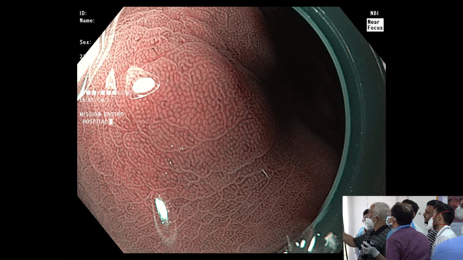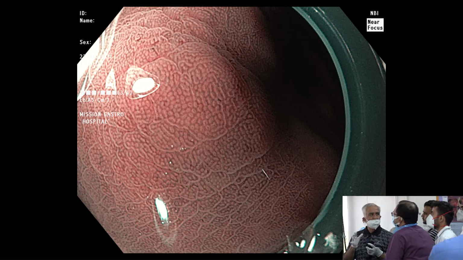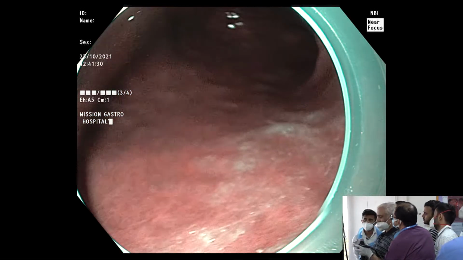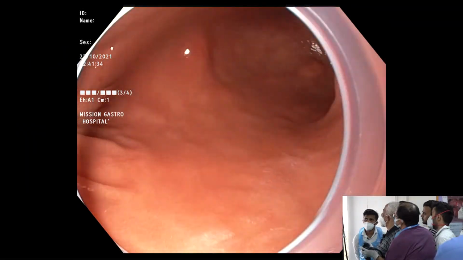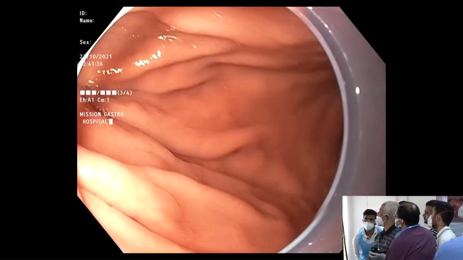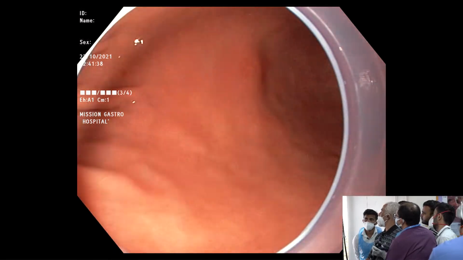See, absence of collecting venules when you have a background of gastropathy is supposed to be reasonably specific for H. pylori gastropathy. What are the other things for H. pylori gastropathy, anyone? Do you think, just by white light endoscopy, can you say that it is H. pylori?